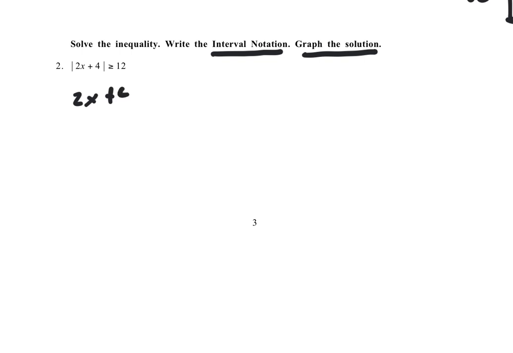2x plus 4 is greater than or equal to 12. 2x plus 4, and here's where you've got to be careful, is less than or equal to negative 12. Because we changed this one to negative, that makes this sign flip. Now here's the hard part. Not really hard, but you've got to remember the trick.